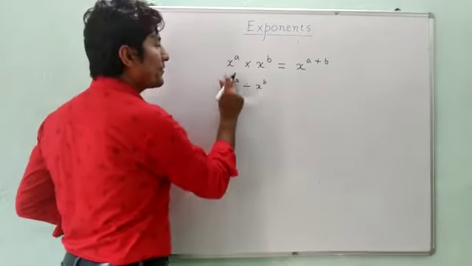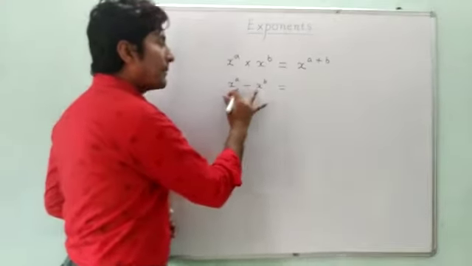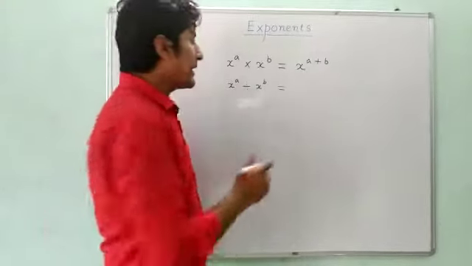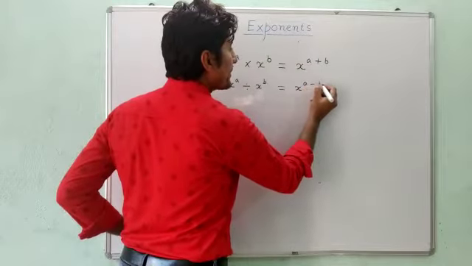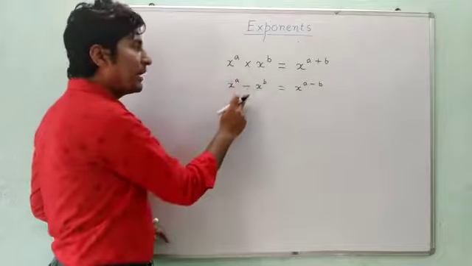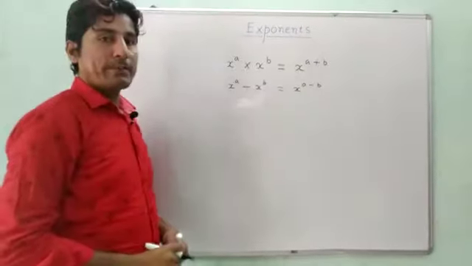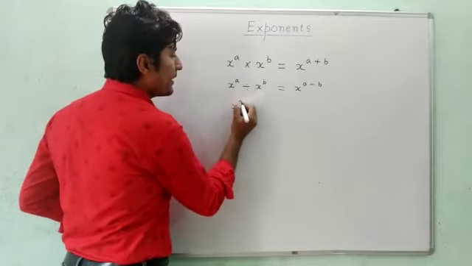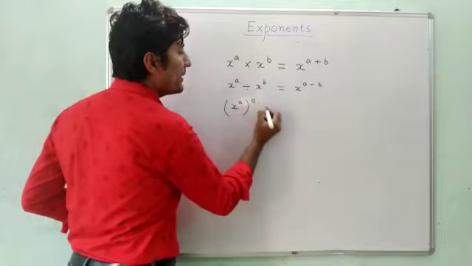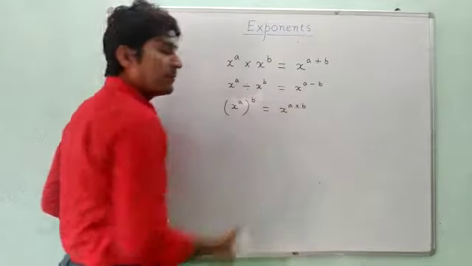If we are having x to the power a divided by x to the power b, then also we can observe that the bases are same. So in this case also we can write x to the power a minus b. If instead of multiplication we are having division, then we have to subtract the exponents. Next property is if we are having x to the power a and whole to the power b, then we can write here x to the power a multiplied by b.